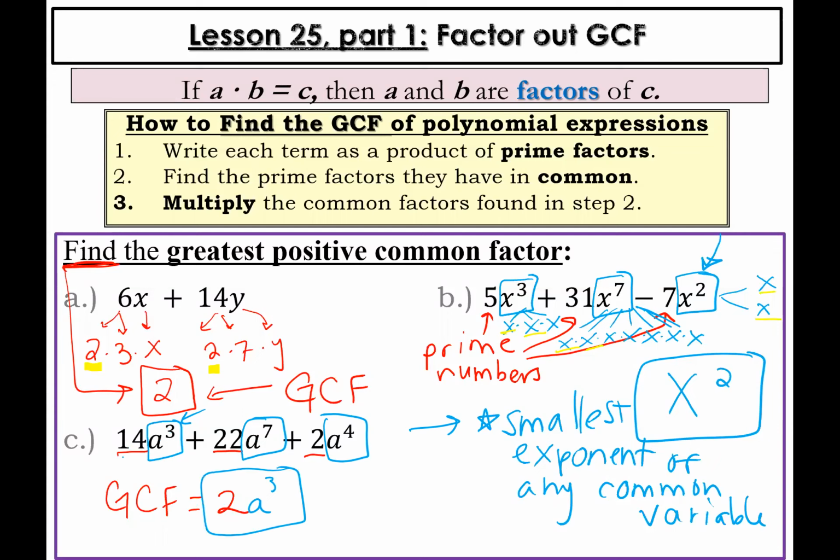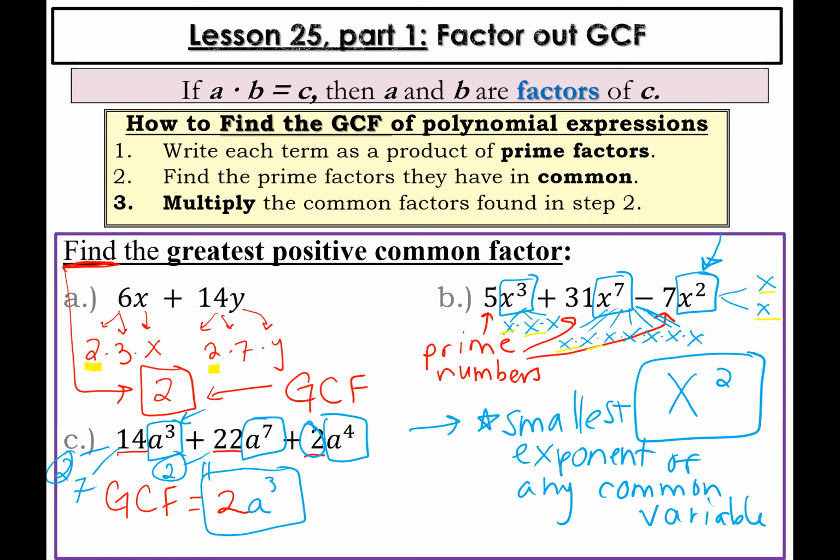Okay, and if we had made little factor trees, we could do that pretty easily. 14 would be 2 times 7. 22 would be 2 times 11. 2 is just 2. The common factor there is 2. So you can kind of see it that way as well.